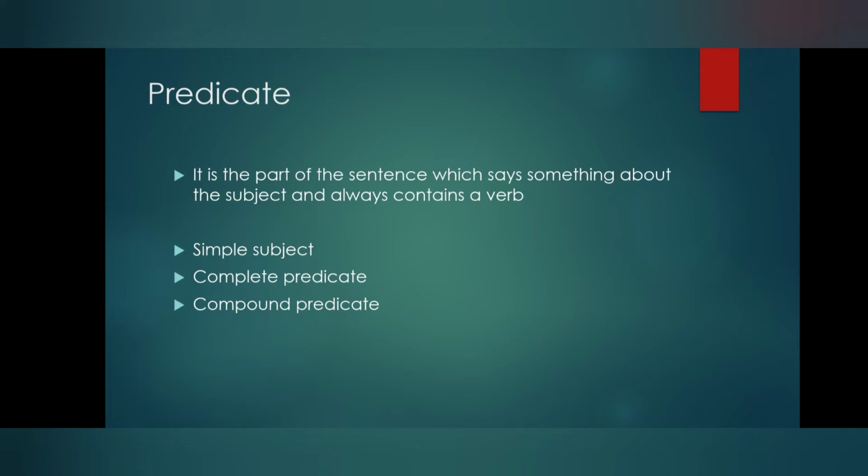Third is the compound predicate, in which there are multiple verbs plus the words that are modifying them. For example, the boa constrictor suffocated and swallowed the whole monkey. In this example, suffocated and swallowed the whole monkey is the compound predicate.